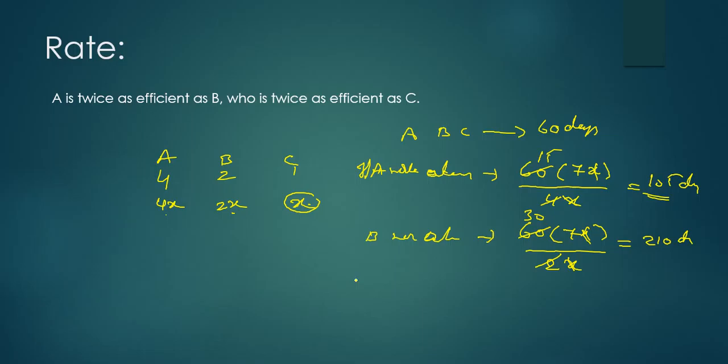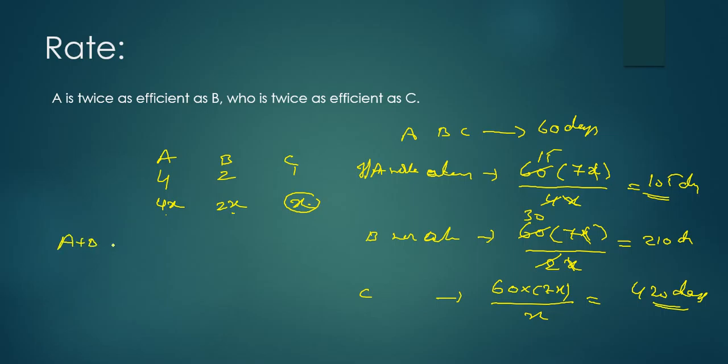What happens if C works alone? Simple logic. 60 into 7X, this is the total work. And C is doing how many units per day? X units per day. So 60 into 7, 420. X will cancel, so 420 days. That's all. Okay. Sometimes they may ask, if A and B work together, even that is also very simple.